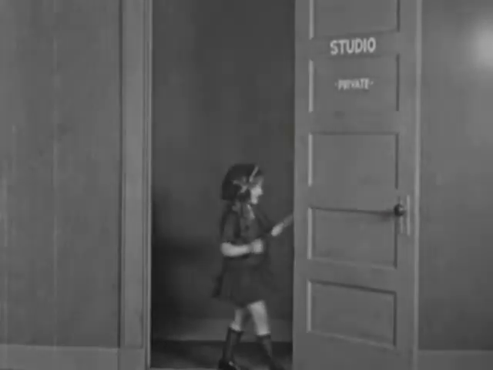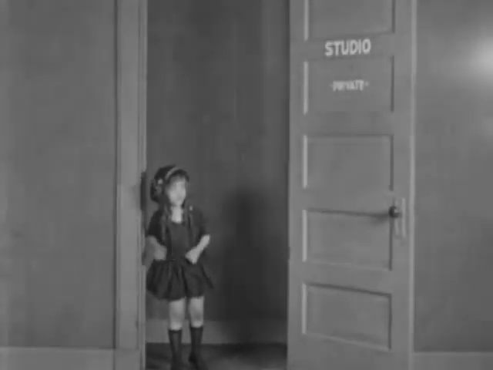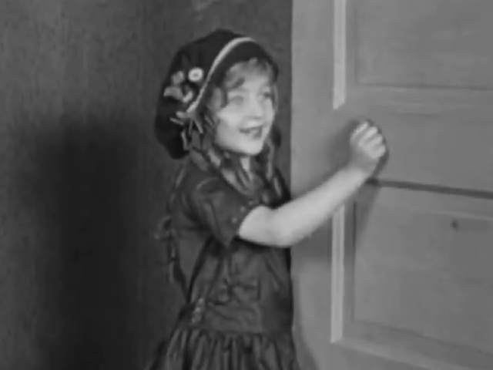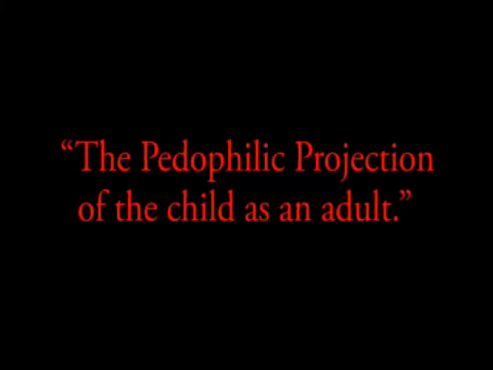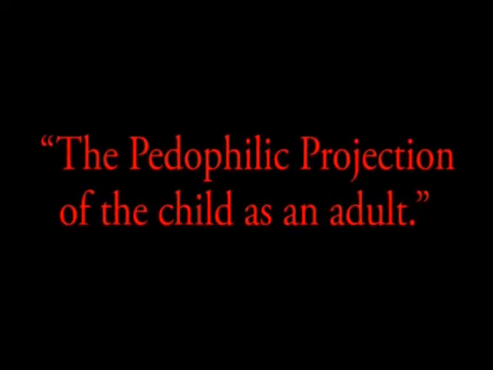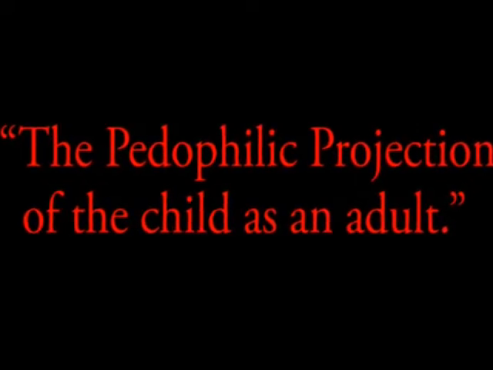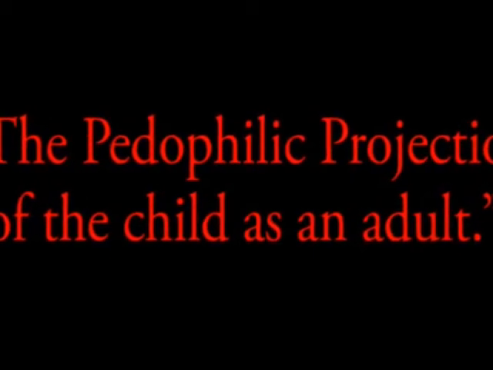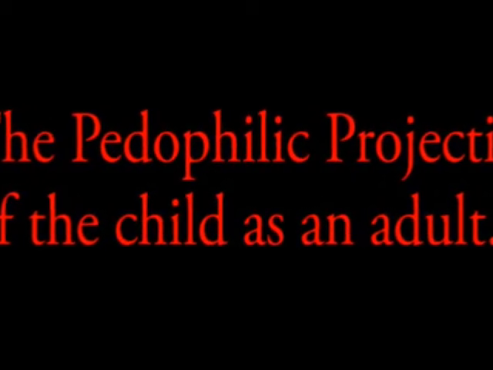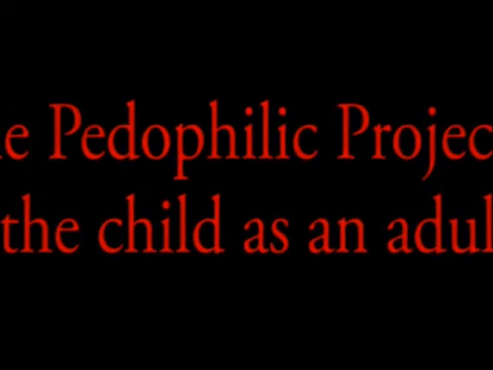Notice that Alice is dressed in an adult manner. Notice that the dress that she wears is quite revealing. Notice that her face has an extensive amount of makeup on. These things are nothing more than the pedophilic projection of the child as an adult. You will find that many who have been subconsciously manipulated into accepting pedophilia will often increase their children's vulnerability to pedophilia by dressing their children up in adult clothing.